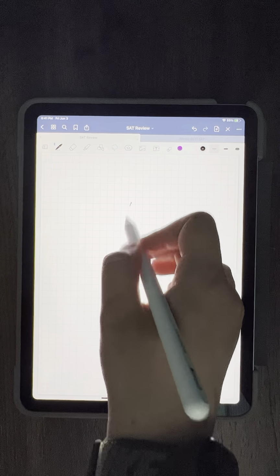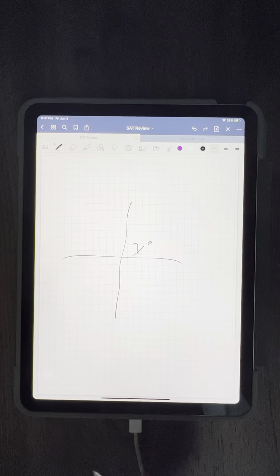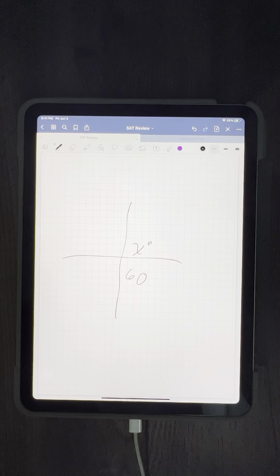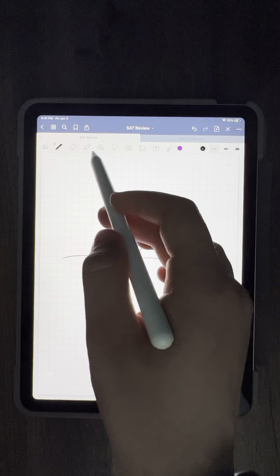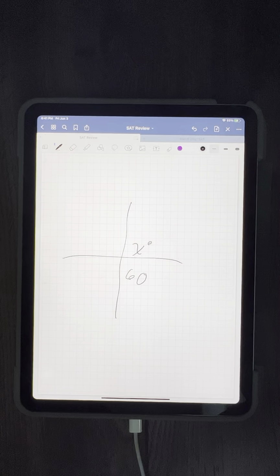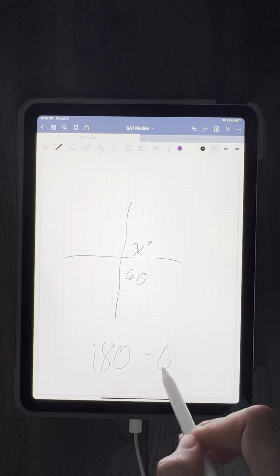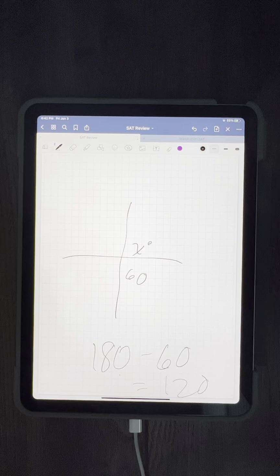So for example, if they give you like an angle measure, right, and they want you to find x, and they give you like 60, right? I know that doesn't look right, but whatever. So if they give you this and this is a straight line, then you just know that x is just 180 minus 60, and that is going to equal 120. So x is 120. It's really not that bad.